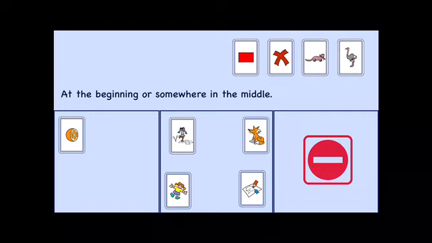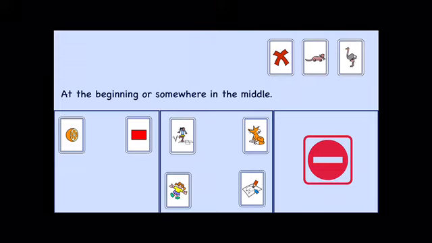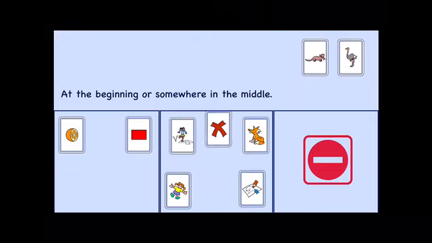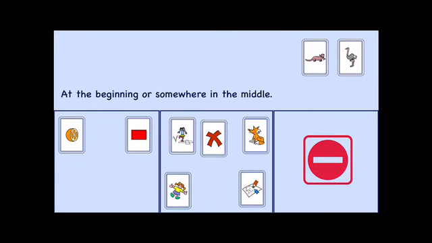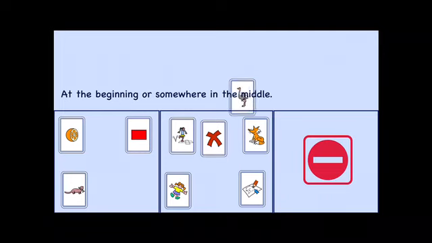Oblong. Right at the beginning. Cross. In the middle. Otter. Right at the beginning. Ostrich. Right at the beginning.